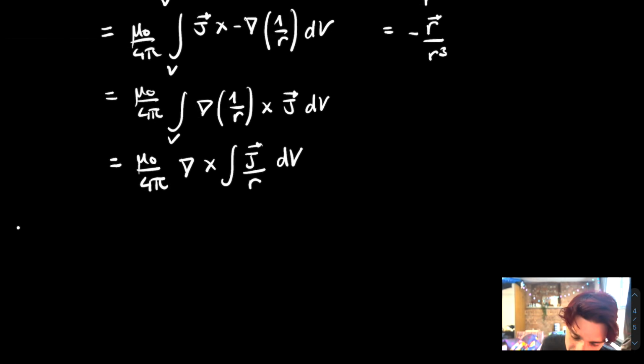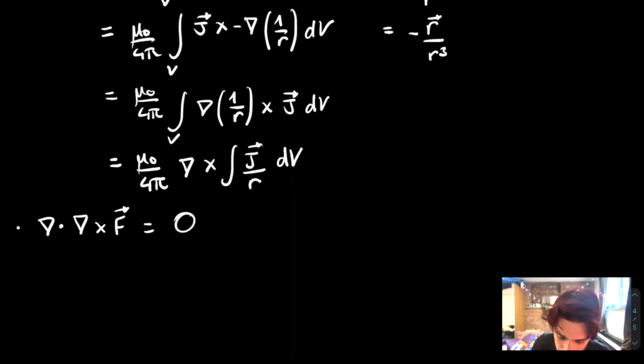Well, the mathematicians have come to our rescue for this, and they have derived this very nice result: if you take the divergence of the curl of any vector f, you will always get 0. And this will hold true for any single vector right there.